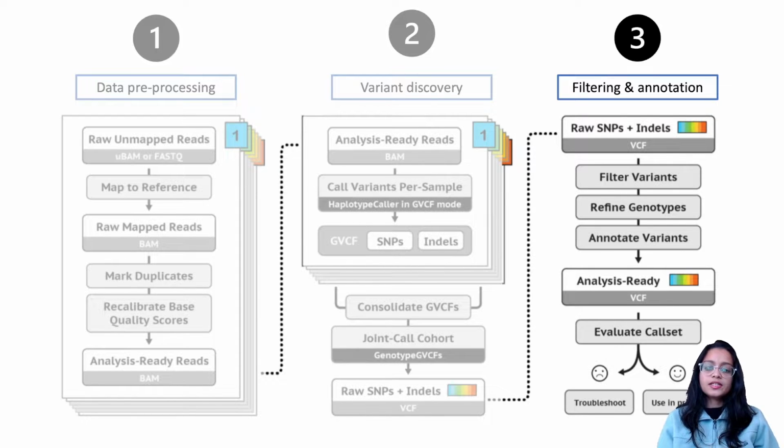So this video is more focused on the criteria behind filtering the variants to retain a high quality set of variants called, and the various strategies to filter variants, as well as annotating the variants, basically talking about what the annotation tells us about a particular variant.